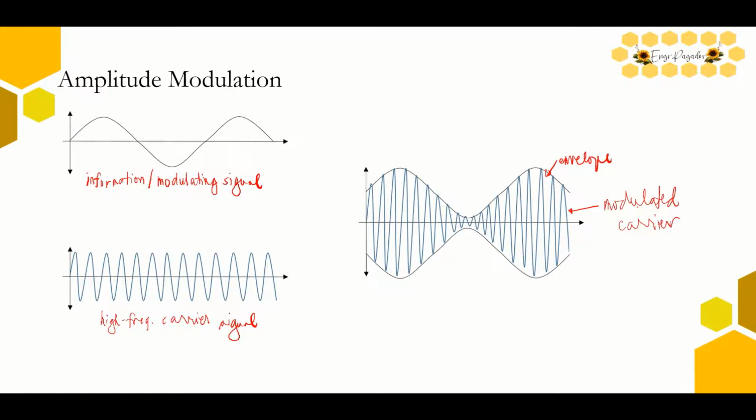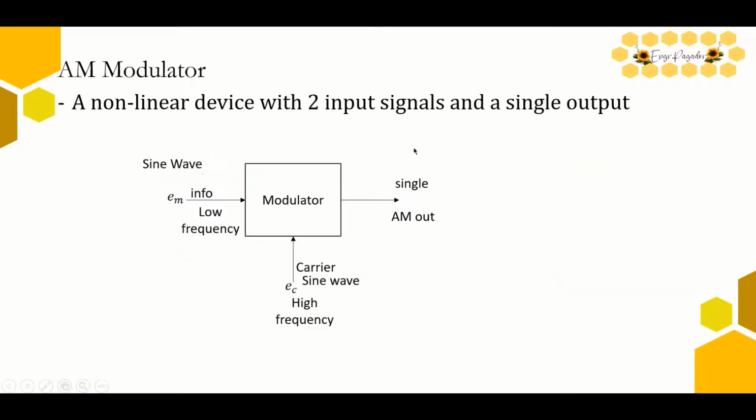Okay. So, if we can see, this is just the same. This is the same waveform ng ating modulating signal. So, envelope yung tawag natin doon. So this figure here, ito, is a representation of an AM high frequency sine wave. Okay, so an AM modulator, so this is the system of the modulator. A nonlinear device with two input signals and a single output.